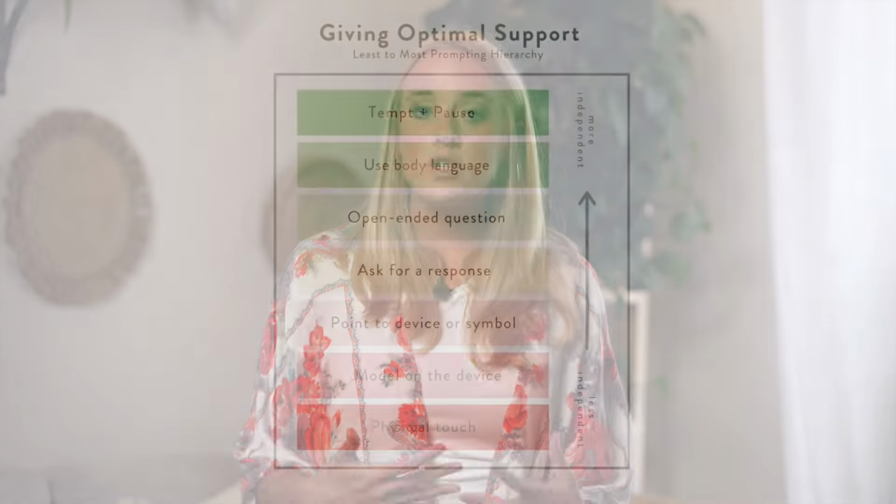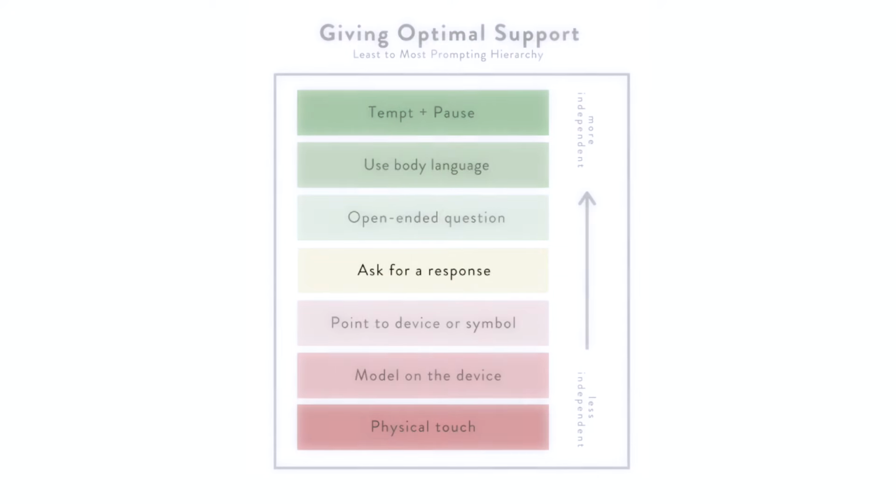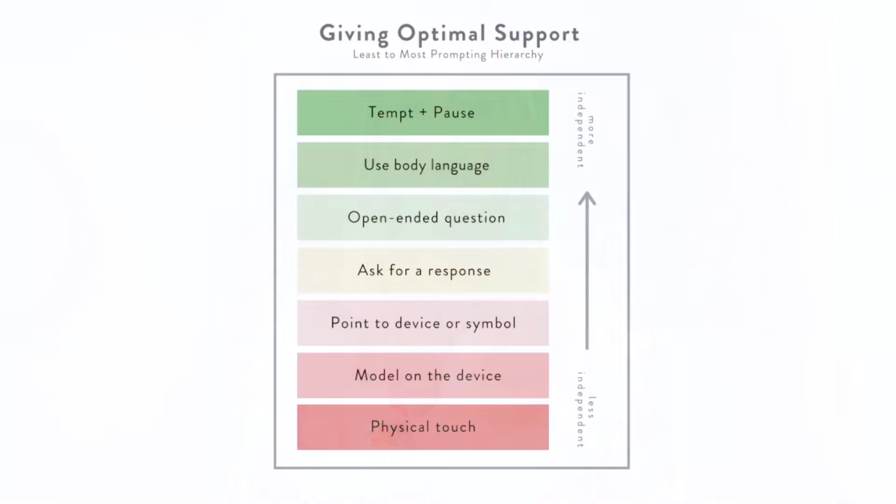If they still don't respond, then you can ask an open-ended question like, "Now what?" Or a comment like, "I wonder what we should do next." Still no response? You might try asking a more specific question like, "What do you want?" Or, "Tell me with your talker." If a child continues to need help, you might give more support by pointing to their device generally or even pointing to the word open.